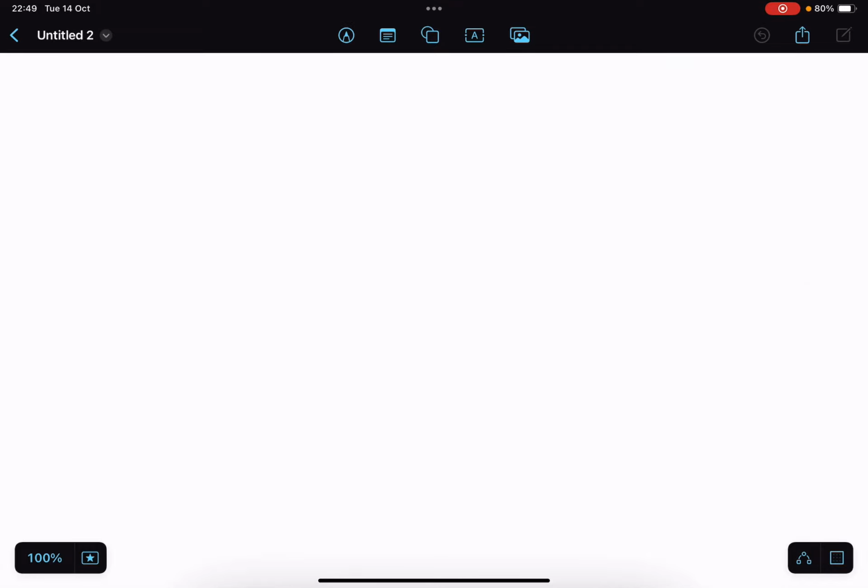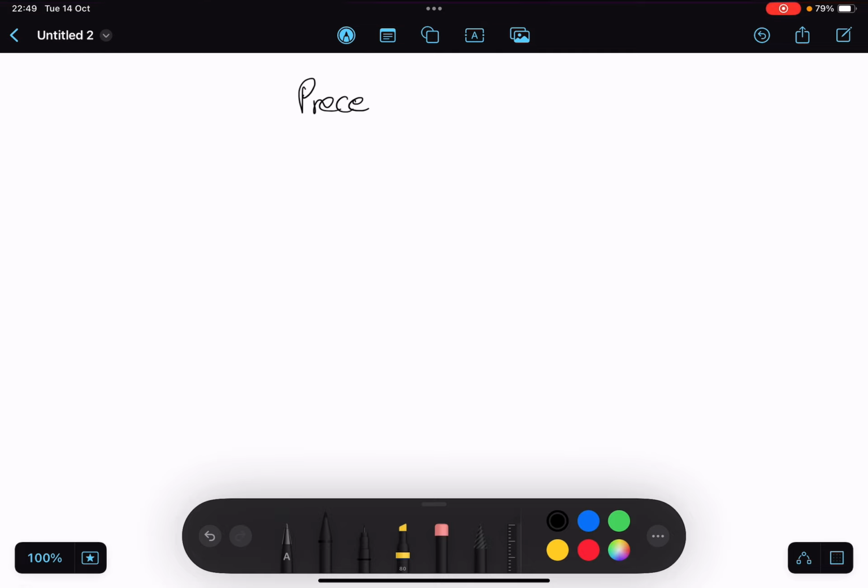So today we are continuing with propositional logic. We'll be looking at precedency of logical operators.